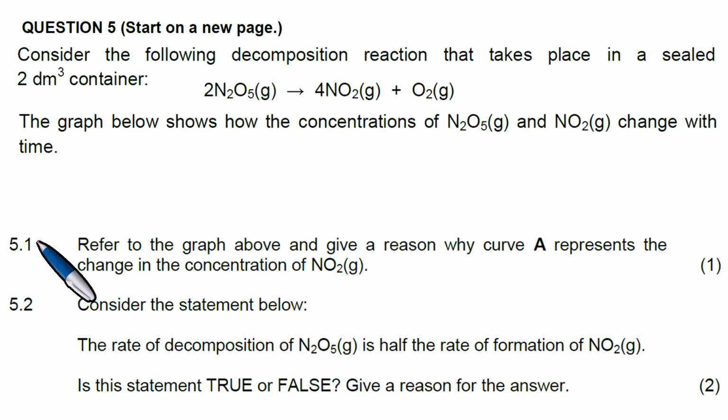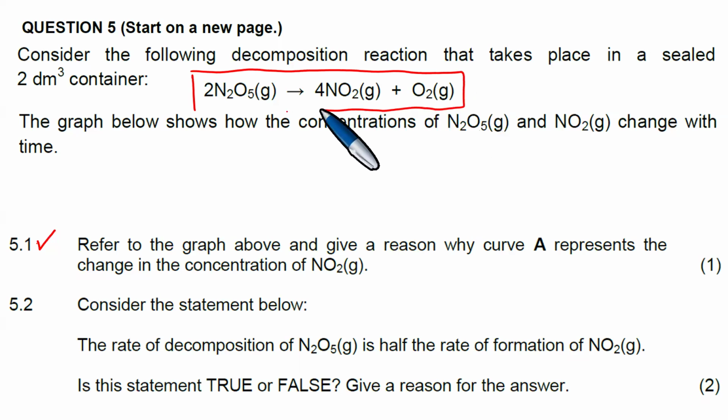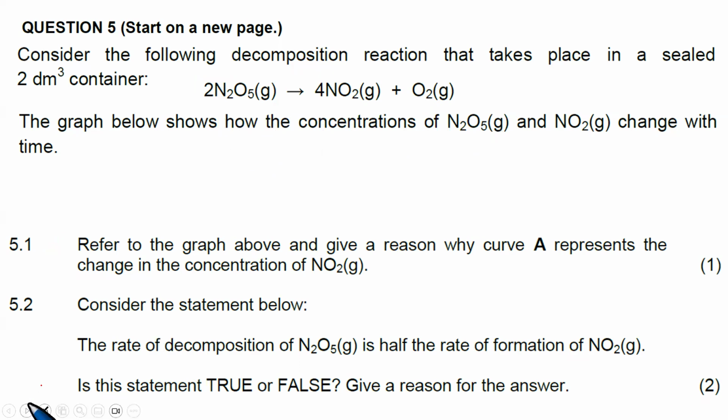Right, so first things first, we shall refer to the graph above. I'm going to show the graph now, but we shall refer to the graph and give a reason why A represents the change in the concentration of NO2. Now, a couple of things we need to obviously take into account in this particular question. It is the fact that you actually have been given this particular reaction. So you have that N2O5 breaks down into NO2 and oxygen.